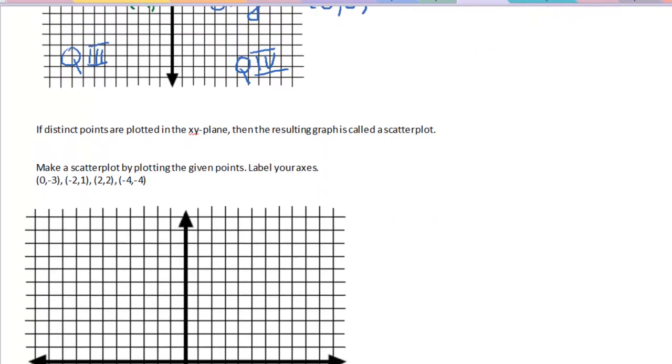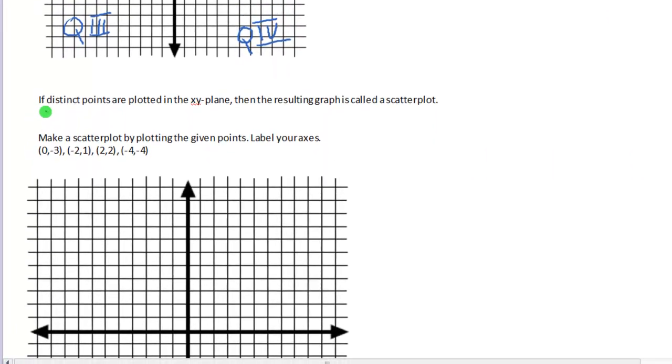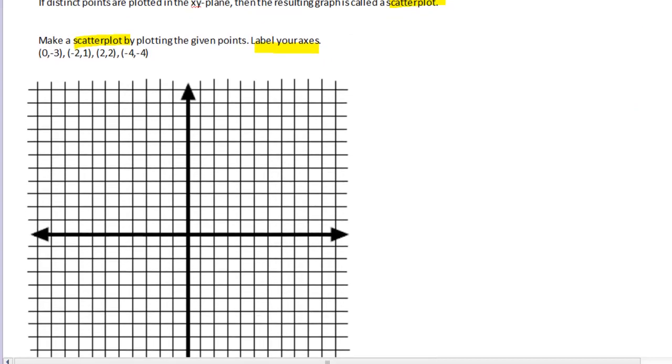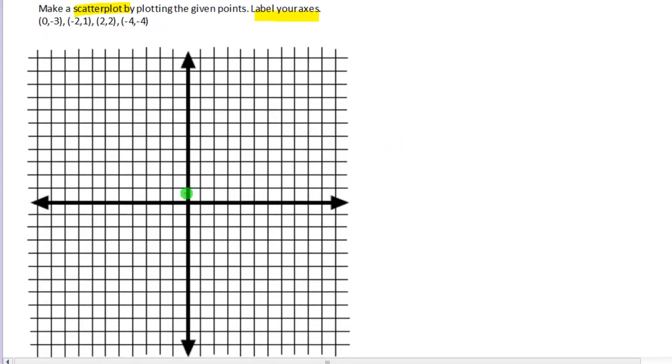Okay, so if we have distinct points plotted on an xy plane, then that graph is called a scatter plot. What we had above was an example of a scatter plot, and now we are going to create our own scatter plot by plotting the given points. They want us to label the axes, so we can do that. Let's move this here so you can see better. Again, the horizontal axis is our x-axis and the vertical axis is our y-axis.